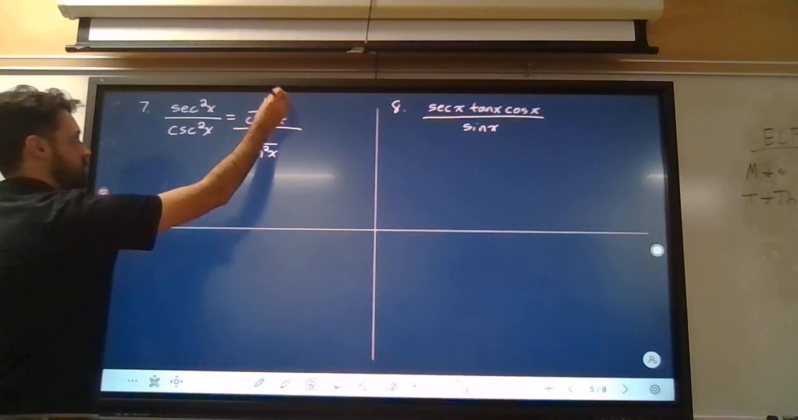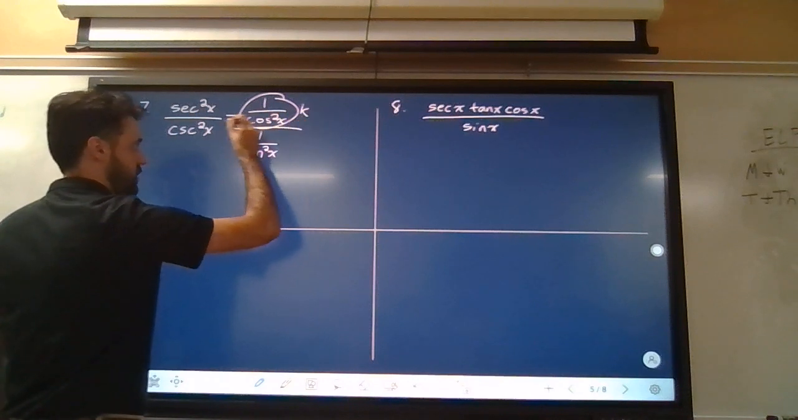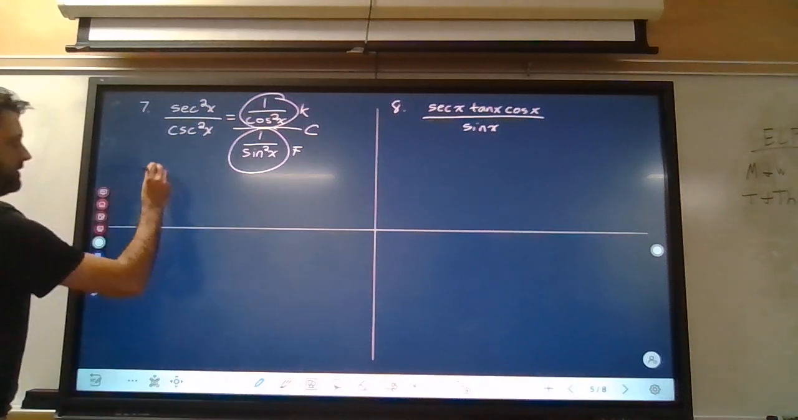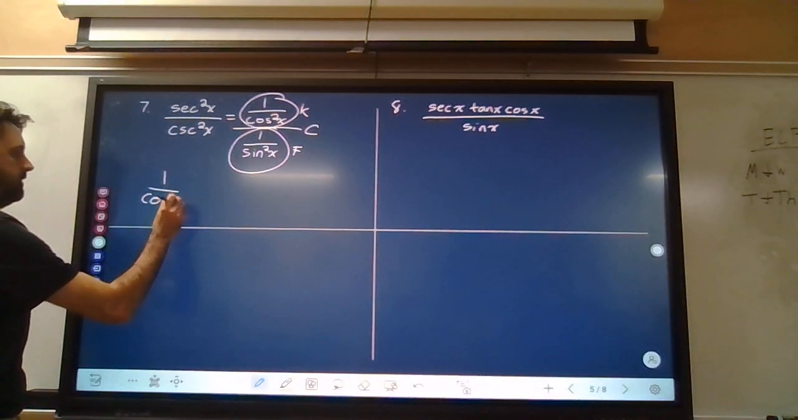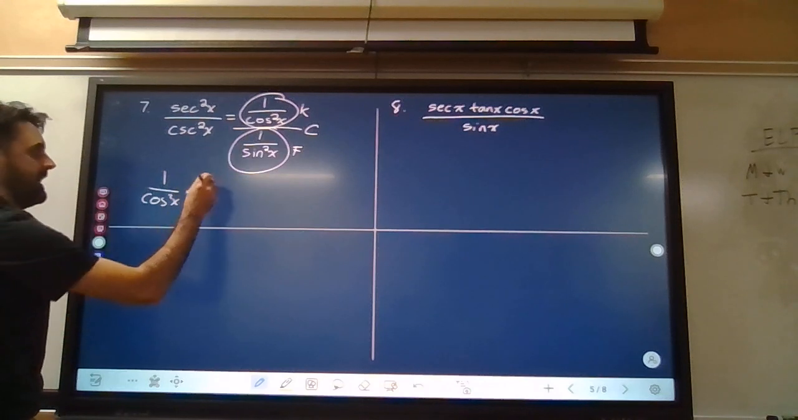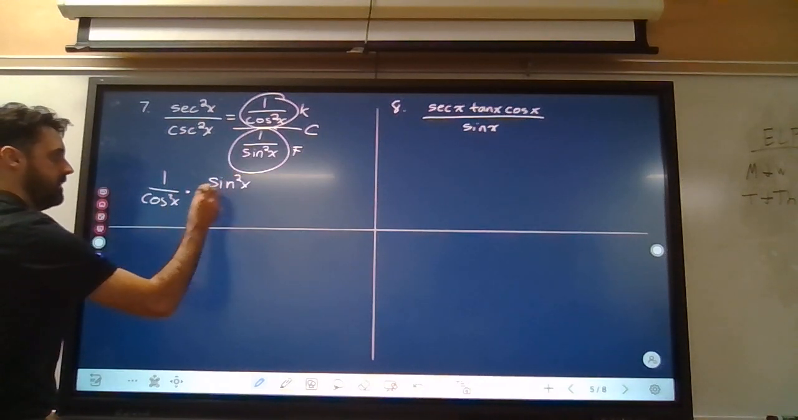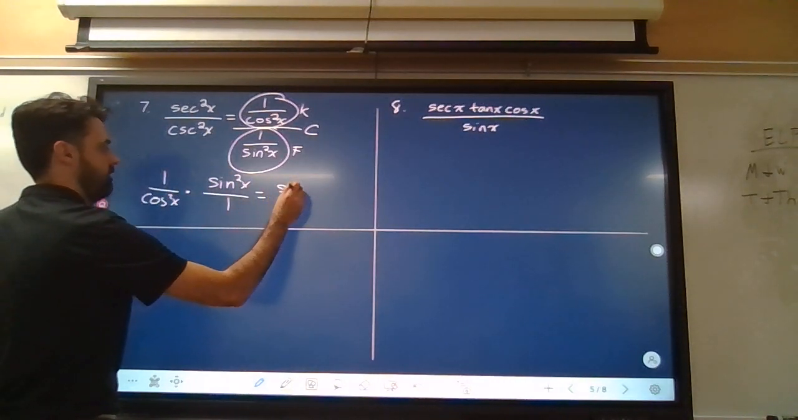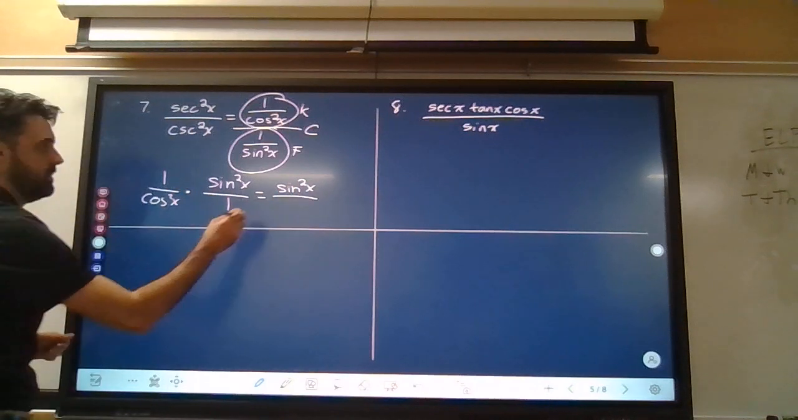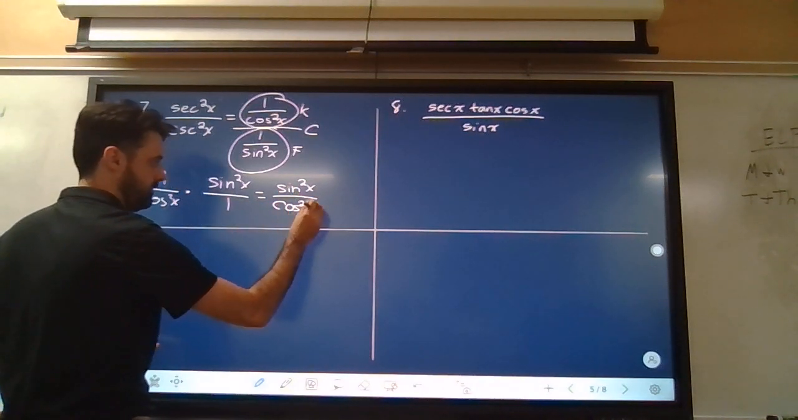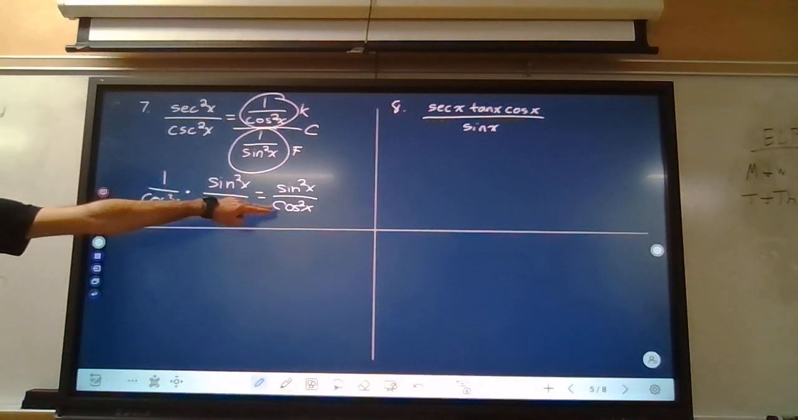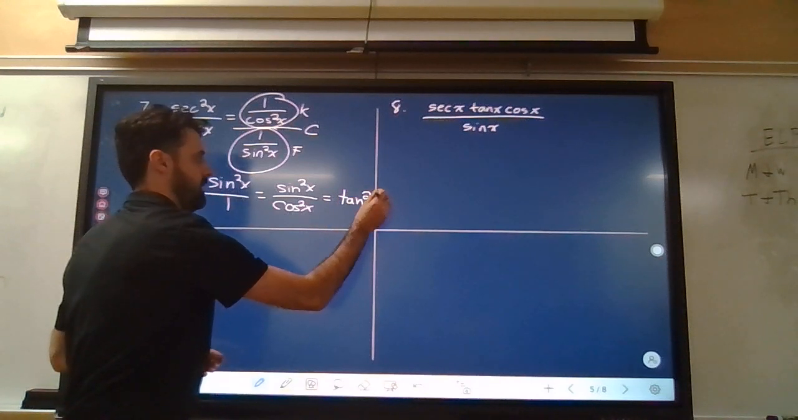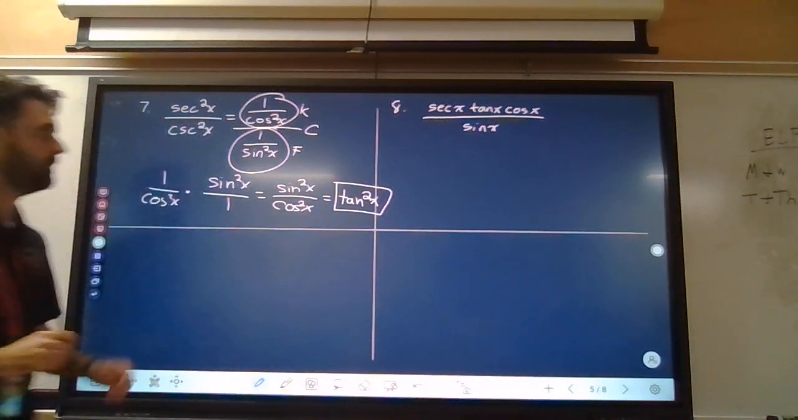Fraction inside of a fraction, we're going to keep the numerator, change the division to multiplication, and then flip this bottom fraction. Keep, change, flip. So keep 1 over cosine squared, change it to multiplication, flip that into sine squared over 1. Now nothing cancels here, but we can multiply these fractions, multiply the numerators together to get sine squared, and multiply the denominators together to get cosine squared. And now, sine divided by cosine is tangent, so sine squared over cosine squared is tangent squared. Make sure you remember that squared on that part right there.